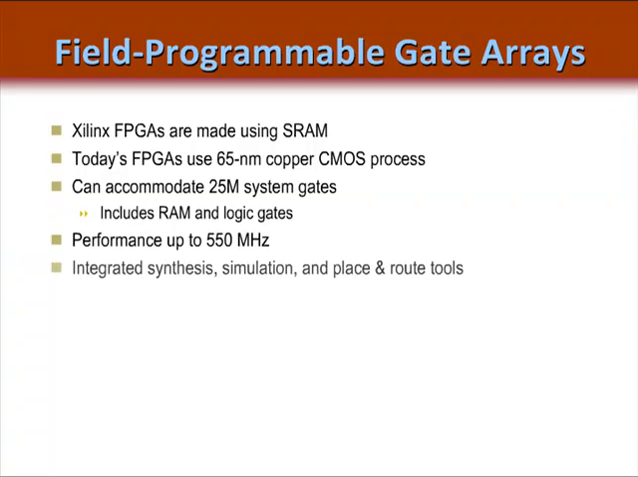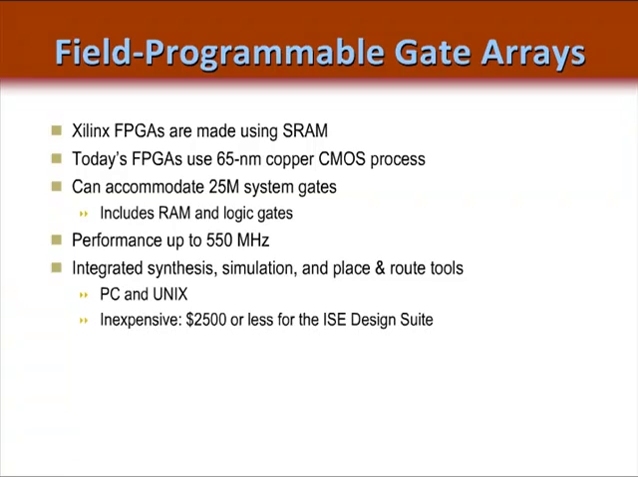The ASIC design suite with integrated synthesis and place and route tools can be purchased for approximately $2,500. That does not include the optional hardware simulator, I might add. The ASIC design suite can be used on both PC and Unix machines. FPGA tools are very inexpensive when compared to ASIC tool sets, which would probably cost a lot more.